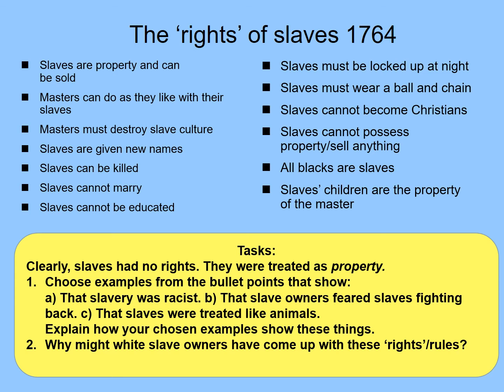What about an example that shows that slave owners feared the slaves fighting back? Well, consider the ones that physically restrained them, slaves being locked up at night and slaves wearing the ball and chain. This would make it physically difficult for slaves to fight back, but there are less obvious ones too. Slaves not being able to possess property or sell anything means that they cannot raise money and they cannot trade for things like weapons.